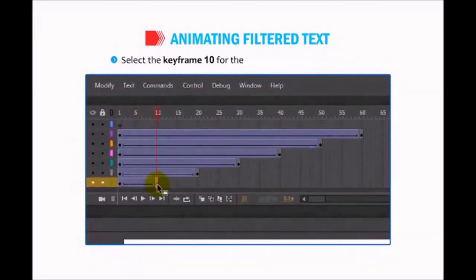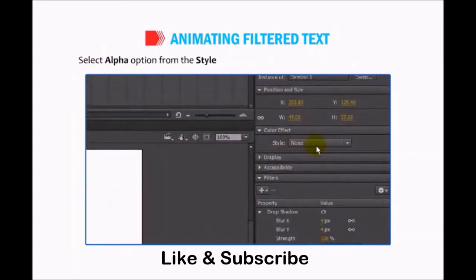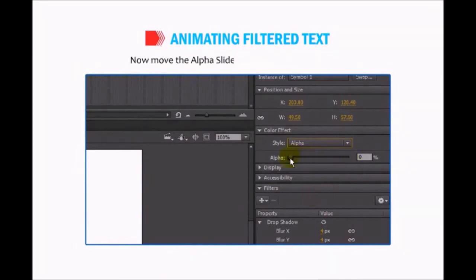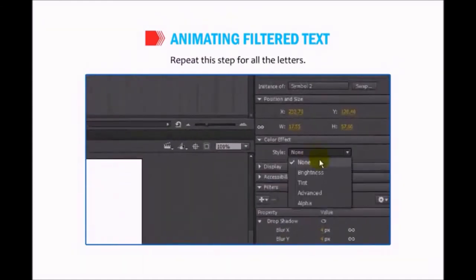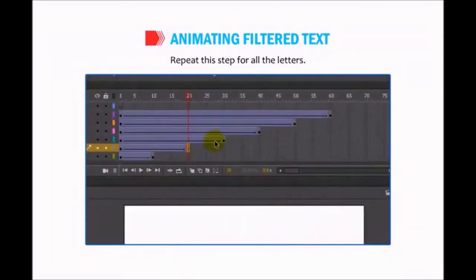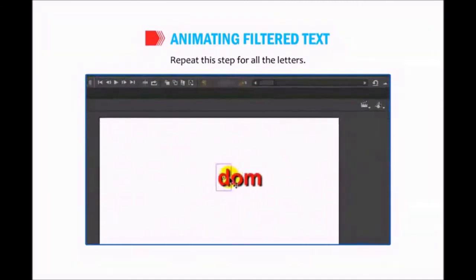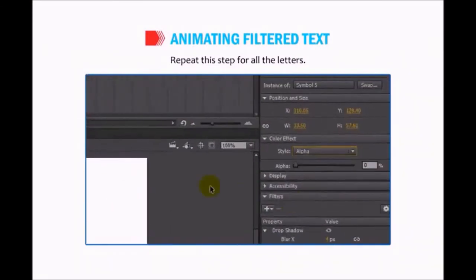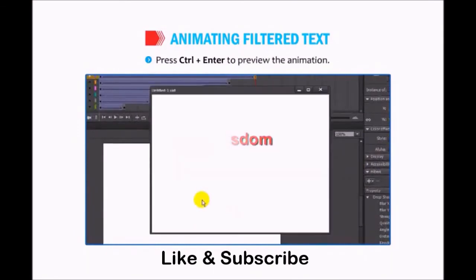Select the keyframe 10 for the first letter and click the letter. Select Alpha option from the Style drop-down list under Color Effect section. Now move the Alpha slider towards left to make it 0%. Repeat this step for all the letters. Press Ctrl plus Enter to preview the animation.